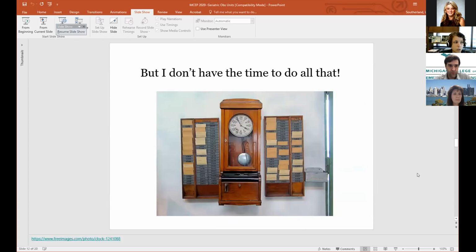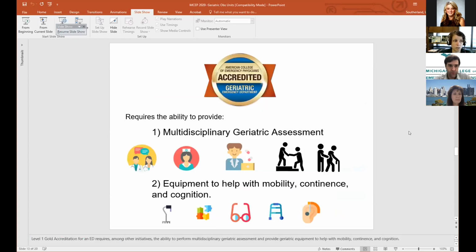And you may say to me, Sutherland, I don't have that time. I can't do all of that. That's how you do it in observation. So I can say, yeah, maybe I don't have time to do all of that assessment in the ED, but I can place them in observation and I can get my friends to help. And that's how you can use your observation unit to become geriatric certified and accredited.